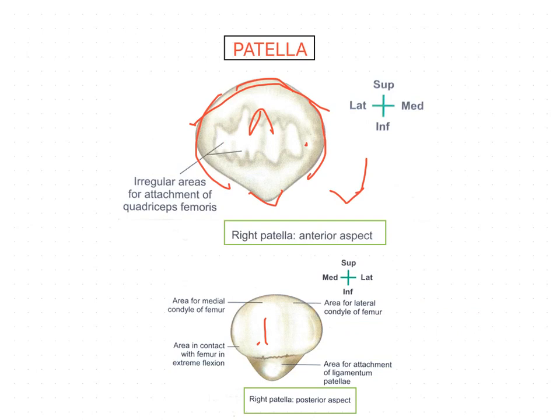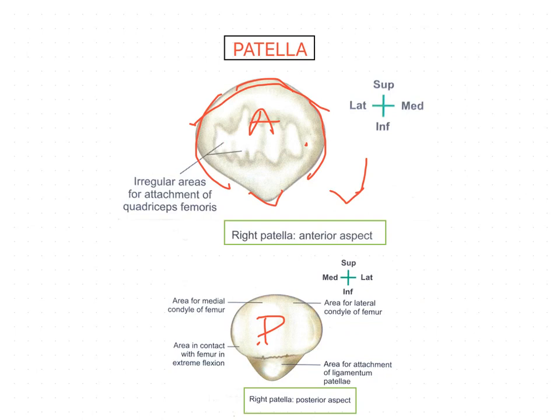So these are the features. The patella has an apex, three borders, medial, lateral and superior, and two surfaces, the anterior surface and the posterior surface. These are the features of the patella. Now we will see them one by one.